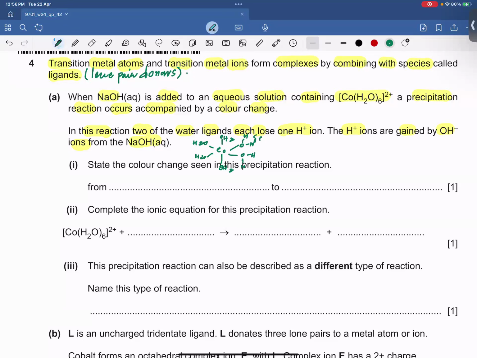Now this hydrogen is slightly positive. This hydrogen is also slightly positive. Now you have 2 hydroxide ions. So this hydroxide reacts with this. This hydroxide accepts this proton and converts into 2 moles of water. So the examiner is saying this.